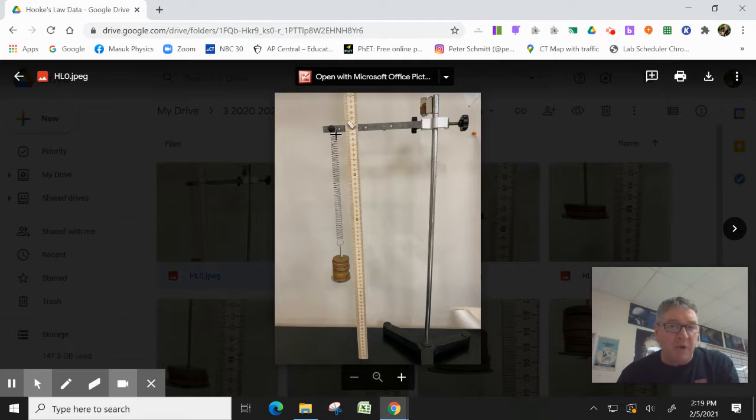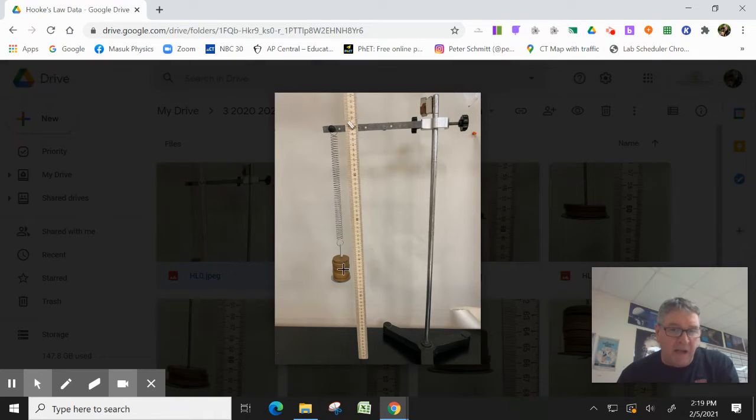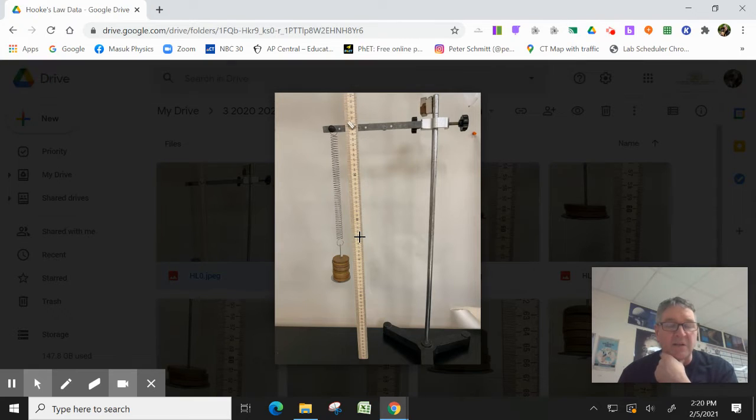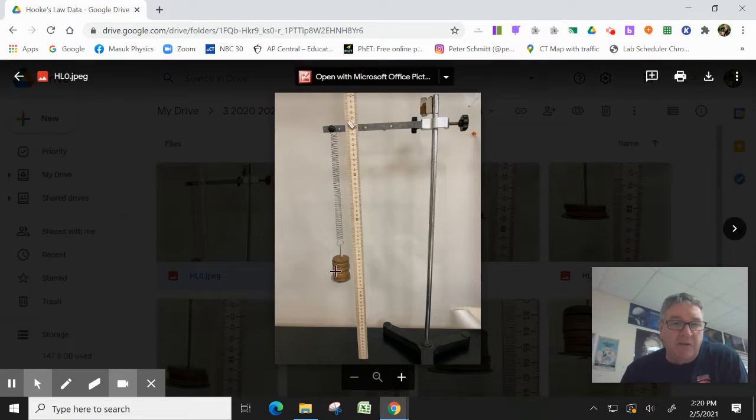There's a regular spring attached on the top of the support. It's hanging down. There's a hanger, a mass pan that holds masses. It's a little platform here, and you slide these slotted masses on. What Hooke's law does is look at the relationship between the amount of mass on the pan and how far the spring stretches. The relationship's pretty obvious, but some of the conclusions drawn from the graphs are important. Obviously, if I put more mass on here, it's going to stretch more.